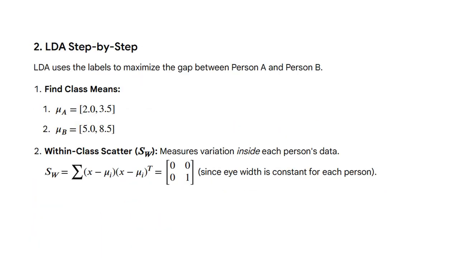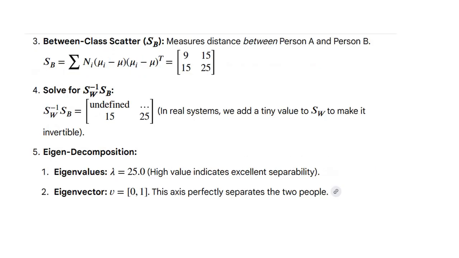Now an example where we can apply the same steps. First, the class means mu A and mu B, taking two different persons' information. Then the second step is calculating the within-class scatter matrix, SW, using this formula. Since the within-class value is constant for each person, we subtract it. Then we find the between-class scatter matrix, and finally solve for SW inverse times SB.